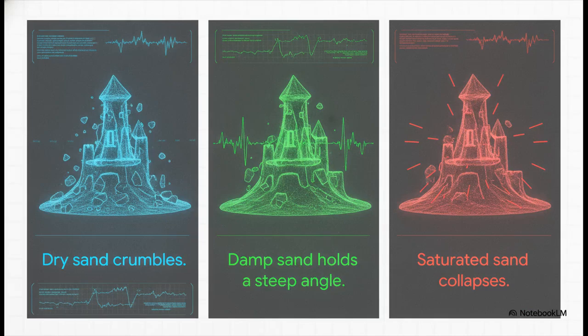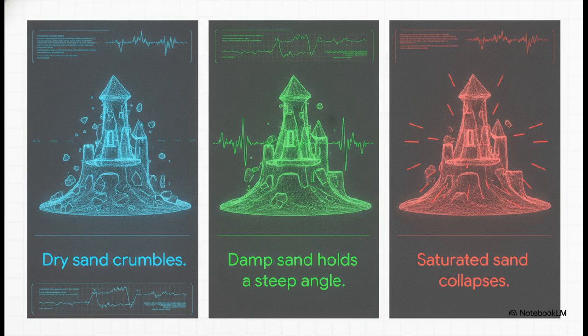The crucial point here is how water acts on a microscopic level. Honestly, there's no better way to understand this than the classic sandcastle analogy. If you try to build a sandcastle with completely dry sand, it just crumbles, right? But if you use damp sand, the water adds surface tension and cohesion, allowing you to build vertical walls. You're effectively increasing the angle of repose. But, and here's the kicker, if you add too much water, the sand becomes saturated. The pore pressure totally overwhelms the friction, completely destroying the shear strength, and your sandcastle instantly collapses into a puddle.